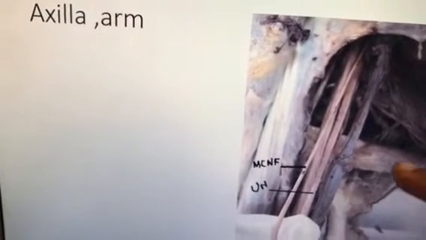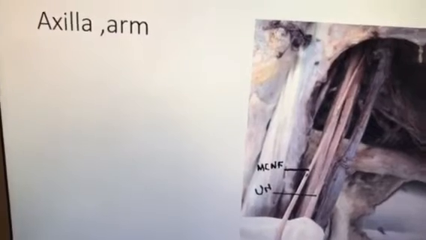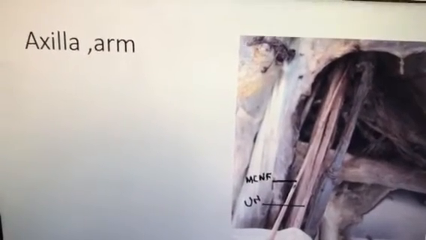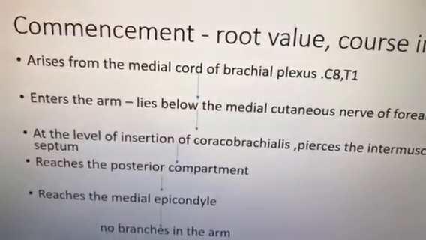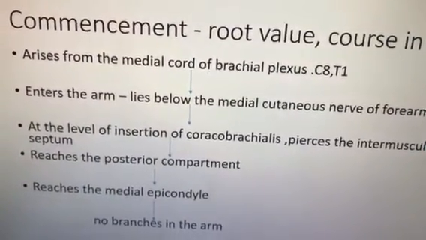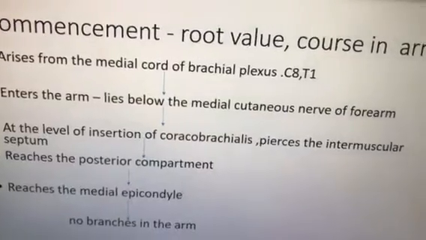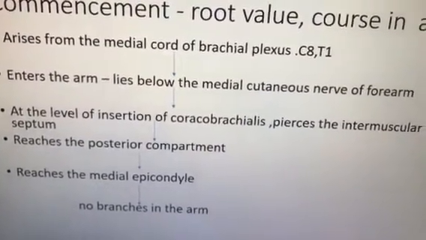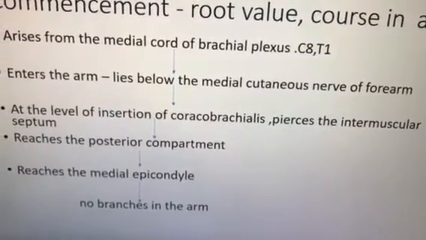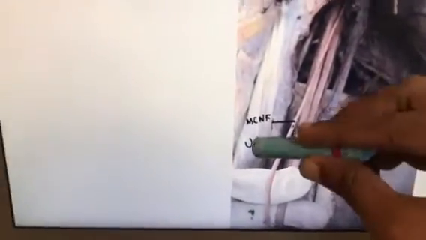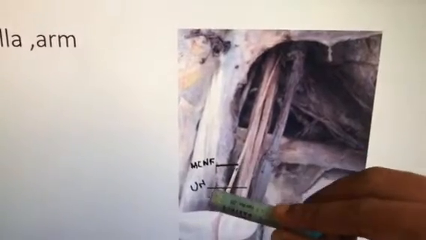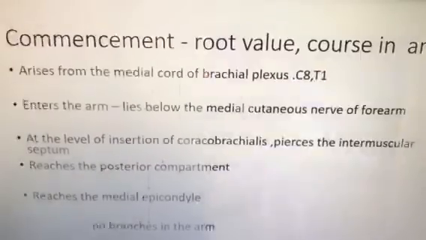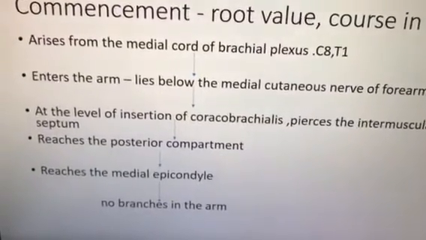In the arm, it lies below and it pierces the medial intermuscular septum, because we cannot see the ulnar nerve in the anterior compartment. It goes back. So now we can see, it arises from the medial cord of the brachial plexus, C8 and T1, enters the arm, lies below the medial cutaneous nerve that we have seen, at the level of the insertion of the coracobrachialis. It pierces the intermuscular septum. So here is your coracobrachialis. Here it goes back, can you see this? It goes back and pierces the intermuscular septum and reaches the posterior compartment.